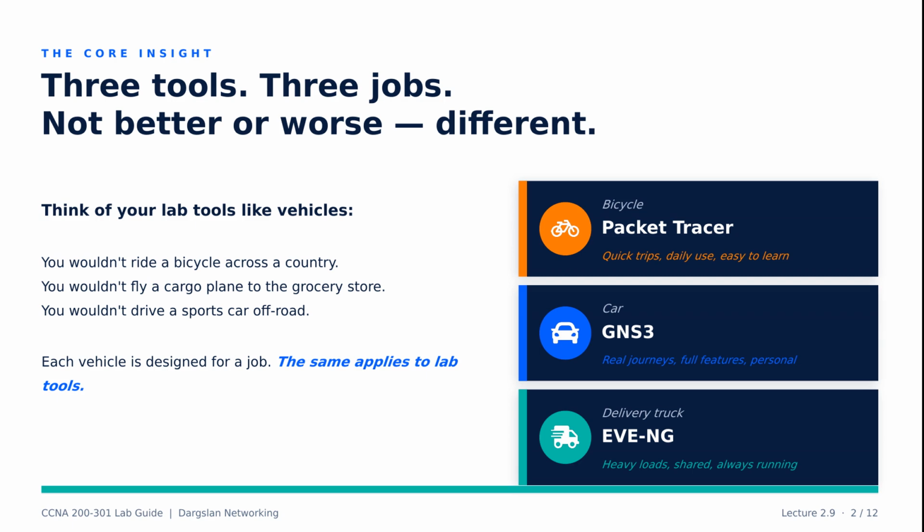Think of these tools like vehicles. You wouldn't ride a bicycle across a country, fly a cargo plane to the grocery store, or take a sports car off-road. Packet Tracer is your bicycle. Quick, easy, perfect for daily practice. GNS3 is your personal car. Real journeys with full features. And EVE-NG is the delivery truck, built for heavy loads and always running. Not better or worse, just different jobs.